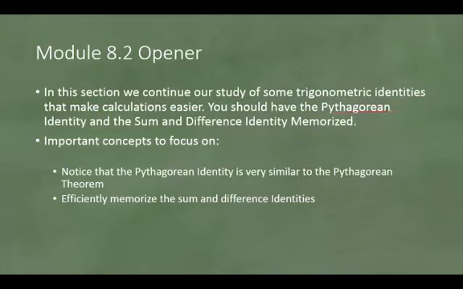You should already know the Pythagorean identity, and you're going to have the sum and the difference identities memorized as well. And again, notice that the Pythagorean identity is very similar to the Pythagorean theorem. One more important thing is you're going to have to definitely memorize the sum and difference identities. There are so many identities, but these are the most important ones. From these identities, you can find a lot of the other ones.